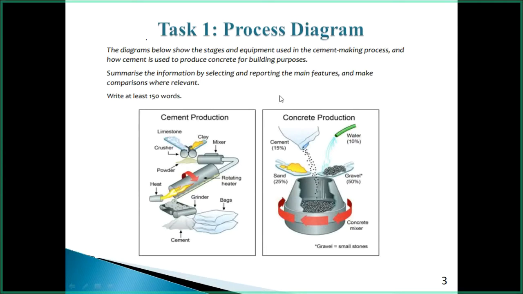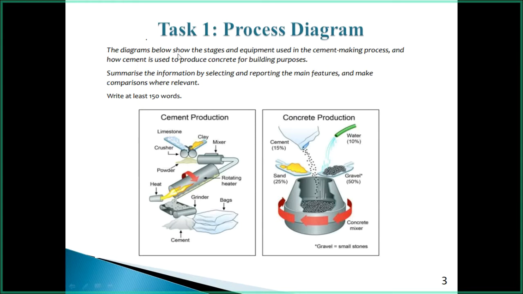Here are two process diagrams. In most cases you will get only one process diagram, but in this particular case there are two. Let's see how we can write a report of at least 150 words on this process diagram. The structure in Writing Task 1 would be the same. You will write one sentence for introduction, two sentences for summary, and two body paragraphs, each containing 3 to 4 sentences. So let's start with the process diagram.